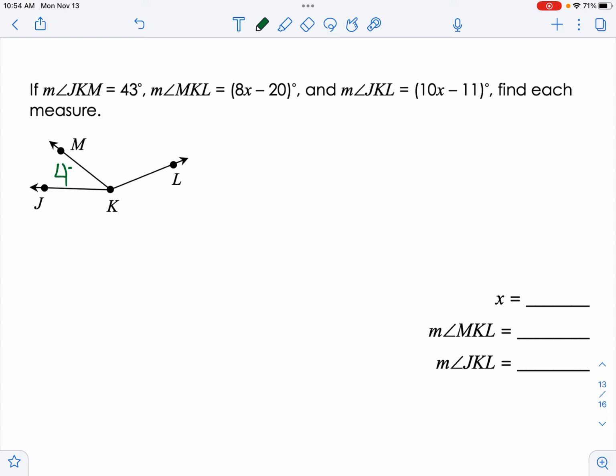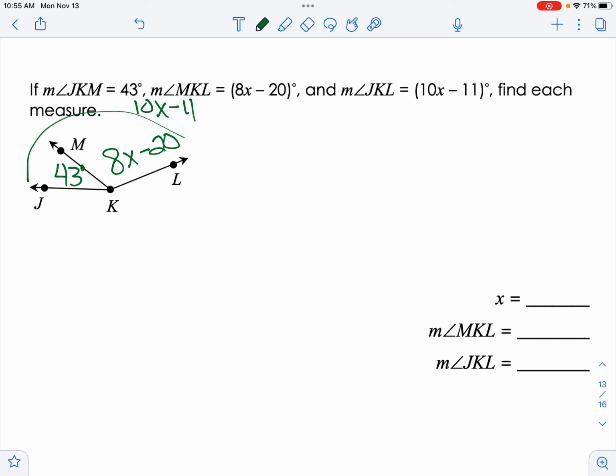This is 43 degrees. And the measure of MKL is 8x minus 20. And the measure of the whole thing, so this whole thing is 10x minus 11. Okay, then find each measure. So now I know that this angle plus this angle together should equal this one. So that's what I'm going to write in my equation.